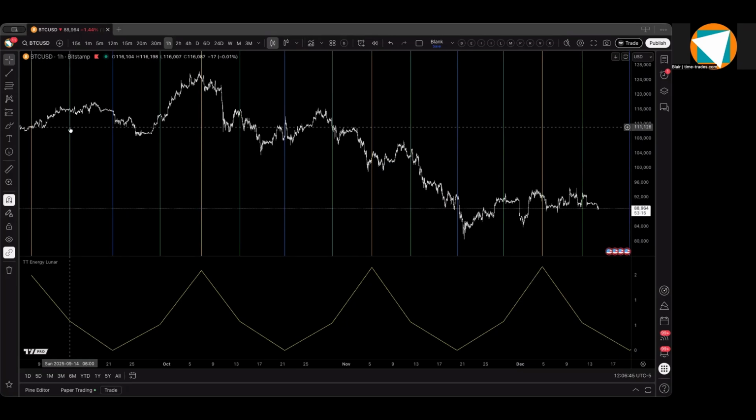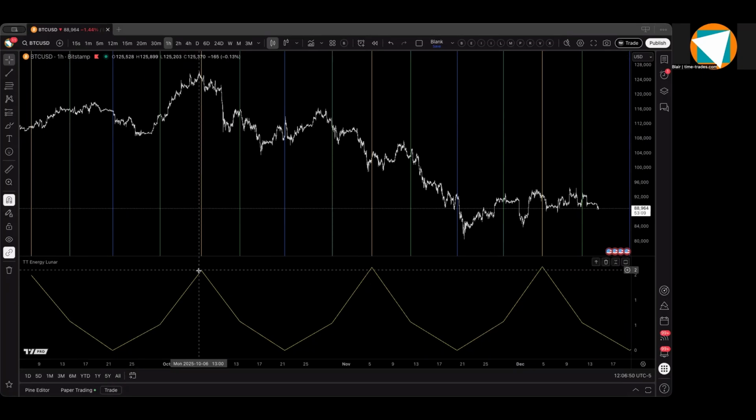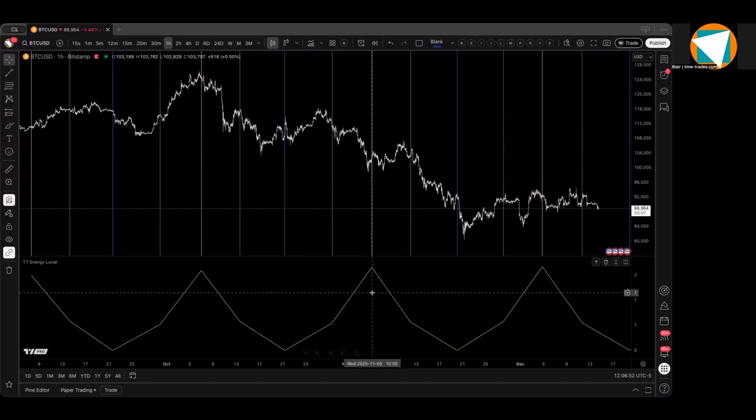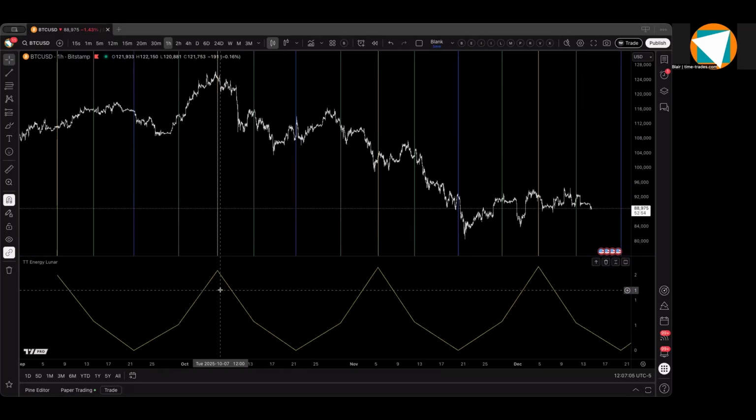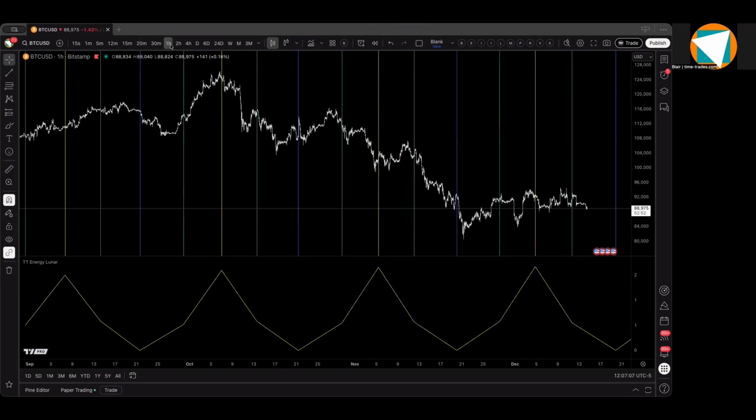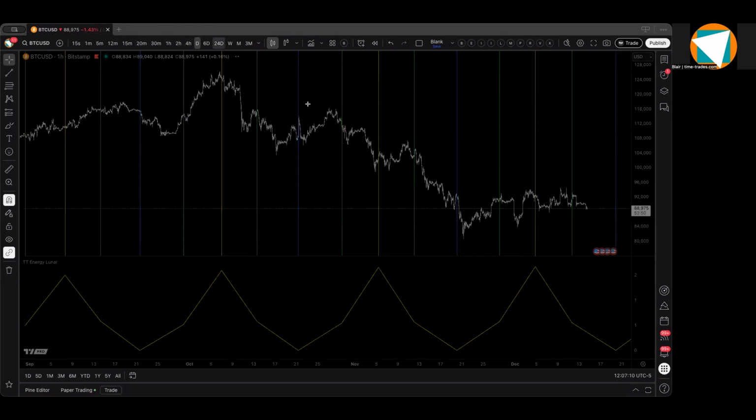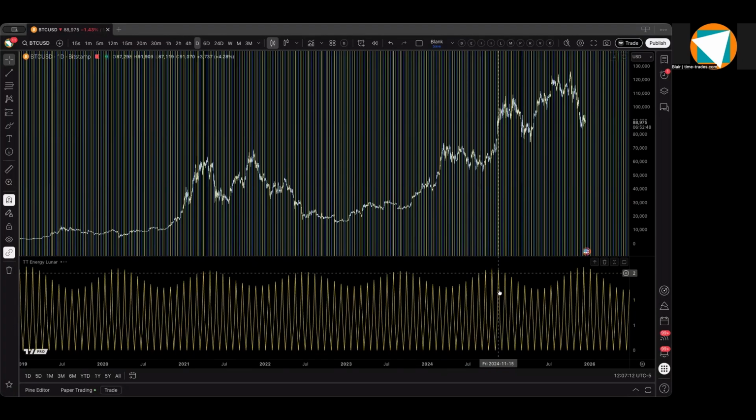Okay, so if we go to TT Energy Lunar and click on that, what you will see is this. And let me explain what you're seeing. On the bottom here, we have a chart of reflected lunar energy. This is taking into account not just lunar phase, but also distance from the Earth. You'll notice that the peaks are actually changing. Sometimes they go up, sometimes they go down. We're on a 1 hour chart right now. If we zoom out to daily, it's easier to see.